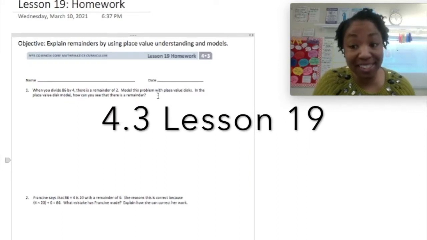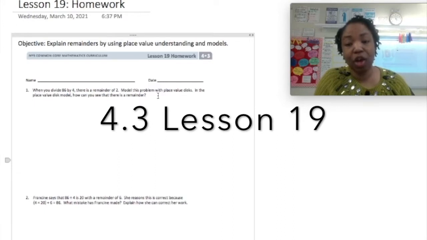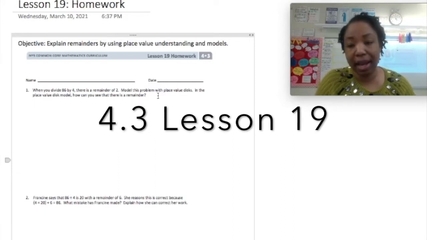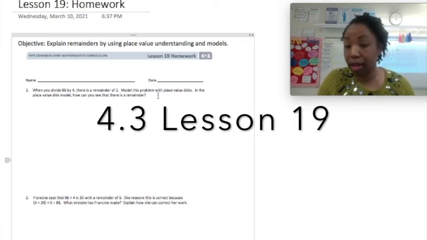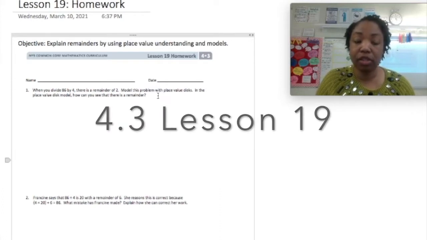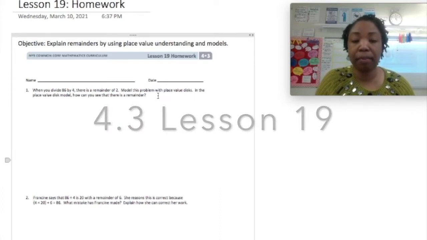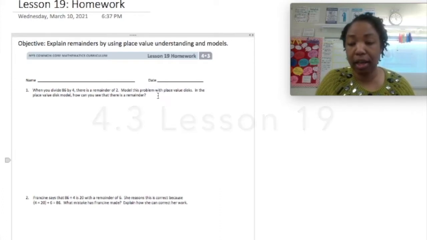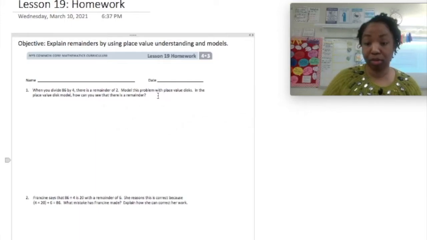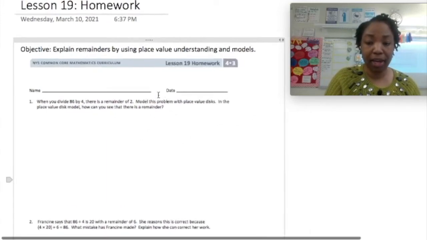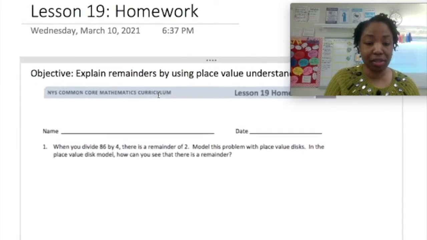I am Miss Thomas, and today we will be exploring Lesson 19 of Module 3. And the objective is to explain remainders by using place value understanding and models. Let's jump right into it.